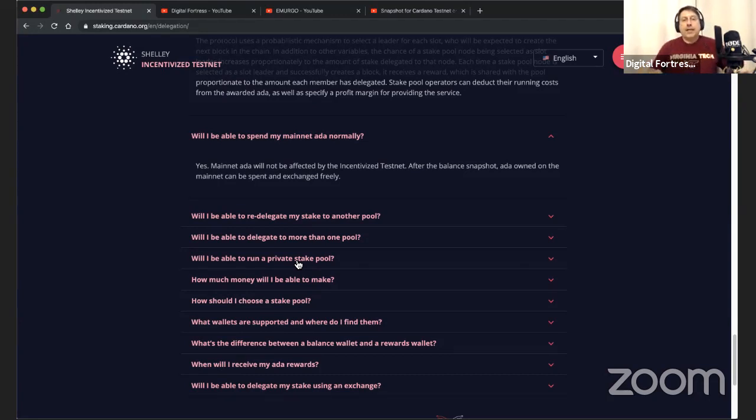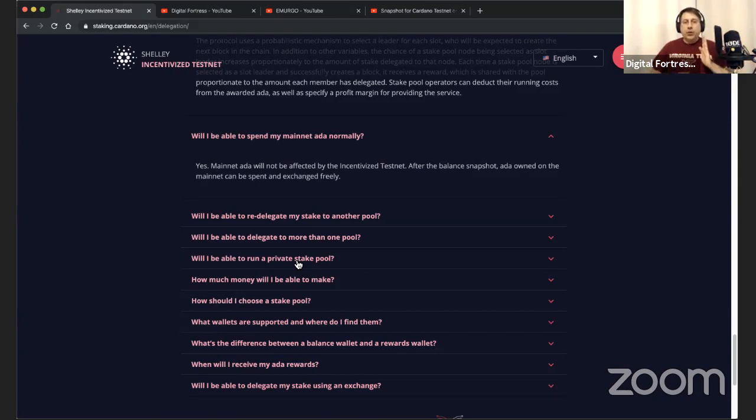So imagine it like this. There will be two instances of your ADA, and they exist in parallel, and they exist in separate universes. You have your mainnet ADA that can do whatever it wants on the mainnet. And then you have your testnet ADA that exists on the testnet. They both exist simultaneously, but they can never cross over. It is impossible. They cannot cross over, okay?